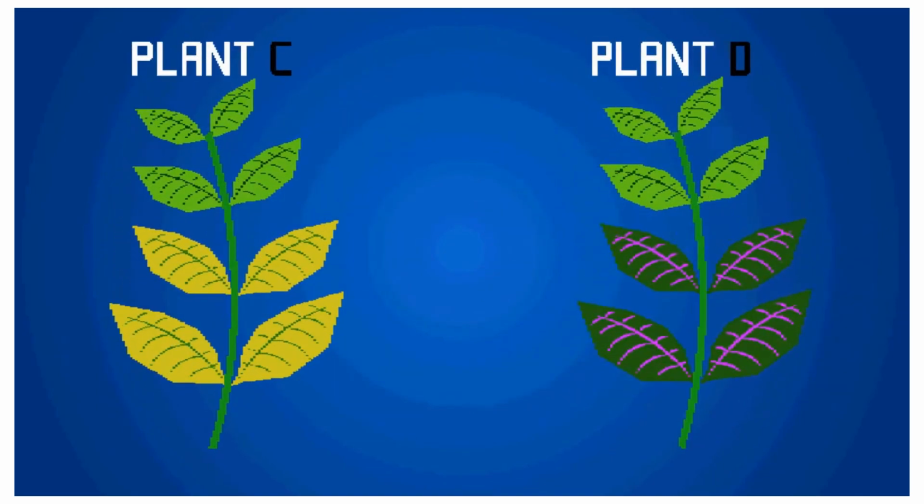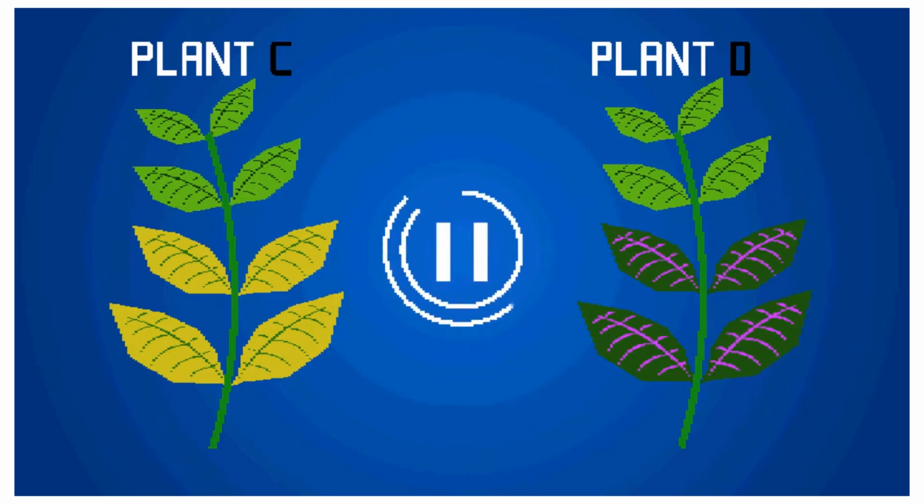Now let's look at plants C and D. They are also both suffering from nutrient deficiencies. Why don't you pause the video here and write down any differences you see between them?